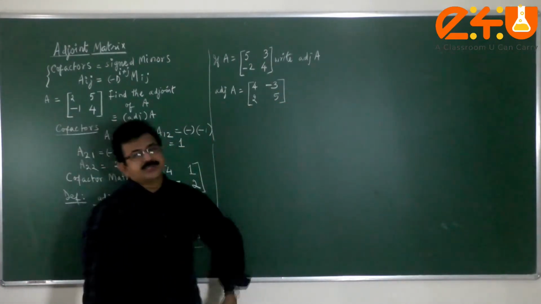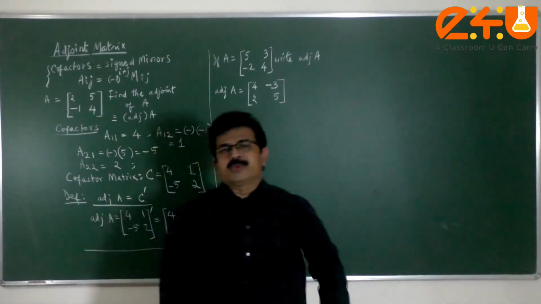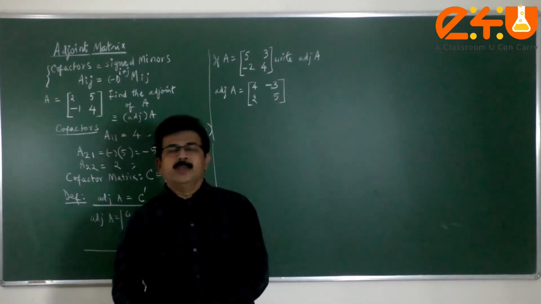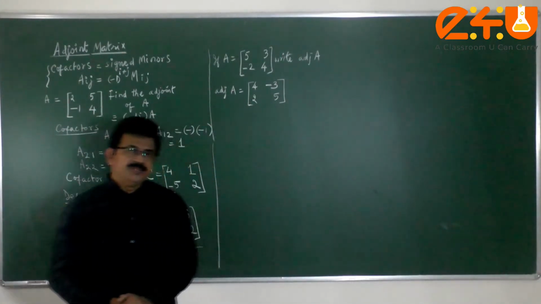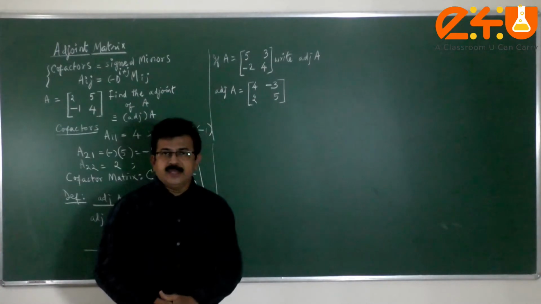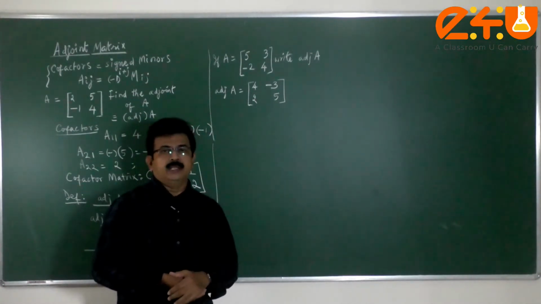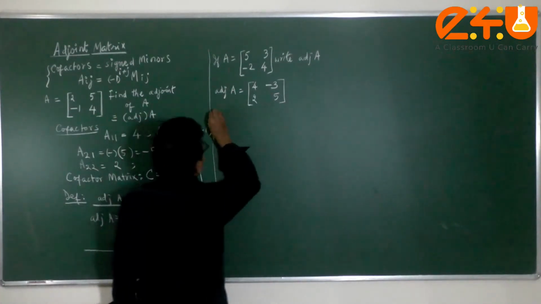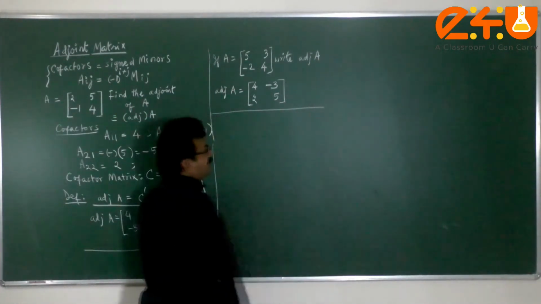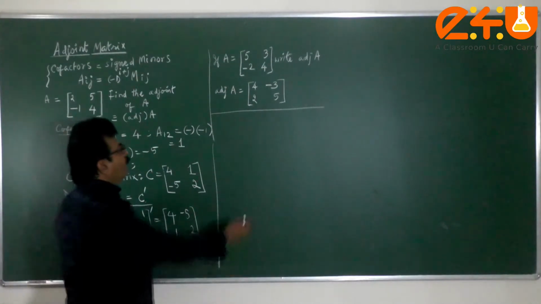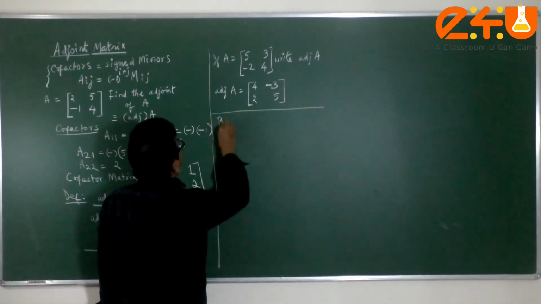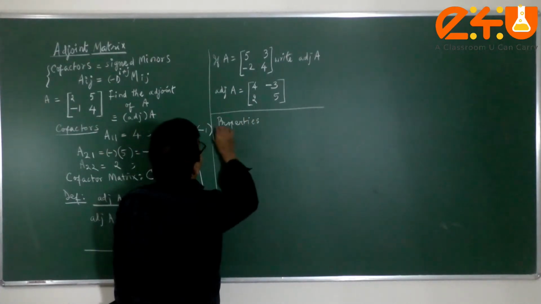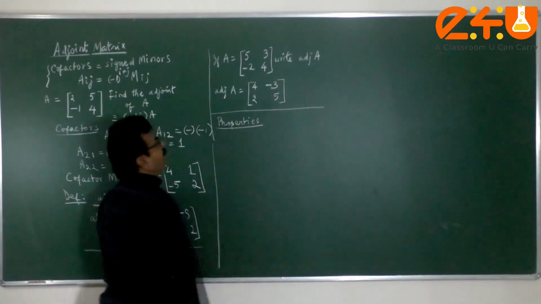So that gives an easy procedure to write the adjoint of a 2 by 2 matrix. Well, it is not so easy when we come to a 3 by 3 matrix. We shall do the adjoint of a 3 by 3 matrix a little later. What I would like to highlight now is the properties of the adjoint matrix.